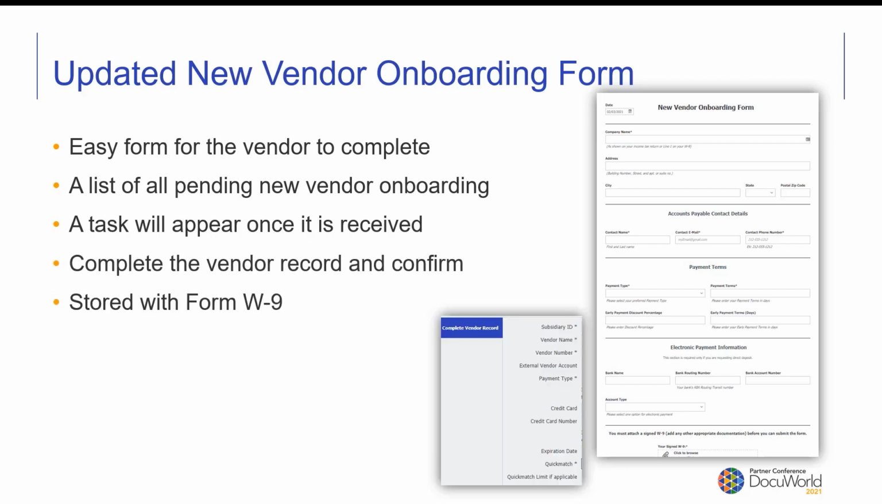Just review the completed form from your vendor. You also can select an expiration date to put on the vendor record. Maybe set the vendor up for a quick match, one of our straight-through processing methods, and confirm. The vendor information now is stored in the file cabinet along with the Form W-9. And we will now start the process for the pending invoice and continue now that the vendor is on file.